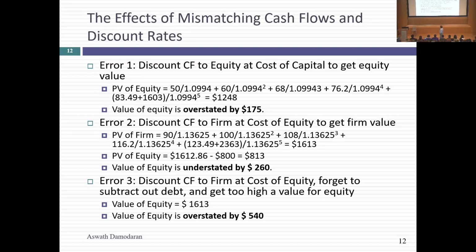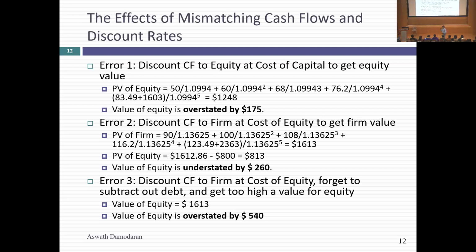I could take cash flows to the firm and discount them at the cost of equity. I've seen people do this as well. If you do that, you're going to understate the value of the firm, because you're applying a discount rate to the cash flows that reflects what equity investors want. Of course, when you subtract out the 800 million, you come up with the value of equity.